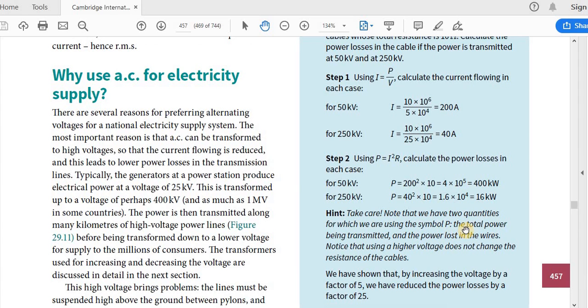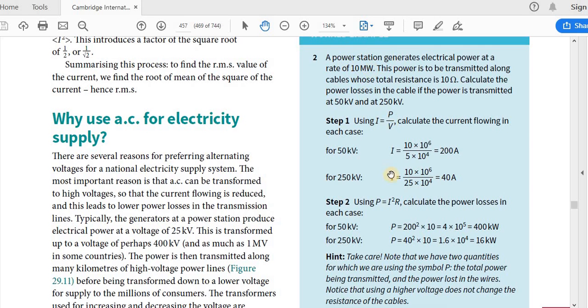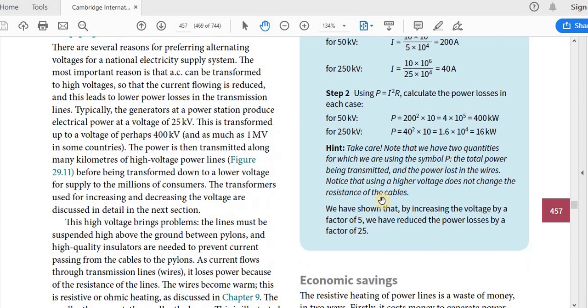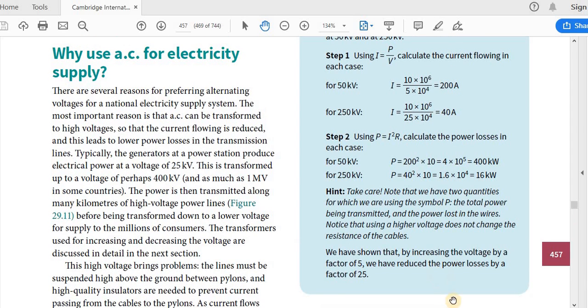Then P, the total power being transmitted. Again, this is a mistake students make, that's why they say take care. The 10 megawatts is the total power being transmitted, and over here this P is the power lost in the wires. Notice that using a higher voltage does not change the resistance of the cables. So at a higher voltage we can reduce the current and give the same power. We have shown that by increasing the voltage by a factor of 5, we have reduced the power loss by a factor of 25.